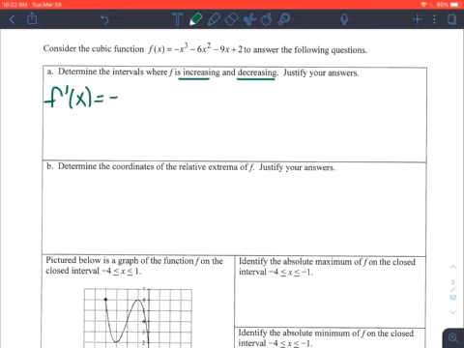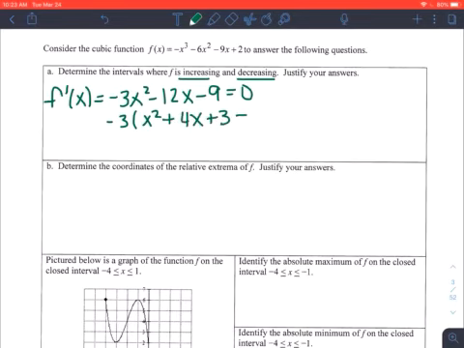So that's going to give me negative 3x squared minus 12x minus 9. Set that equal to 0. So I'm going to factor out a 3, so plus 4x plus 3. I am going to factor this. I get x plus 3 times x plus 1. So we have stuff happening at negative 3 and negative 1.